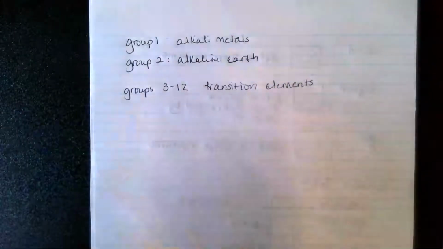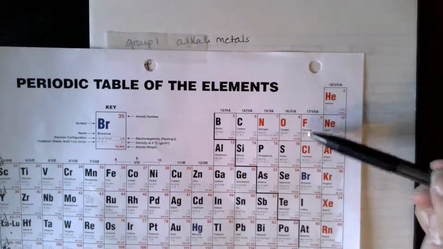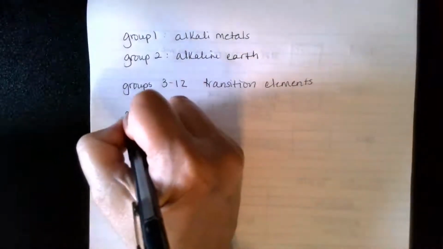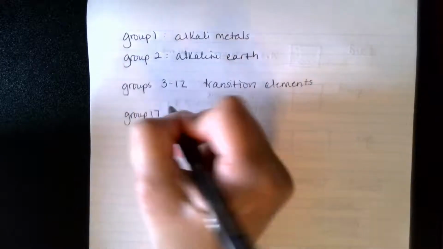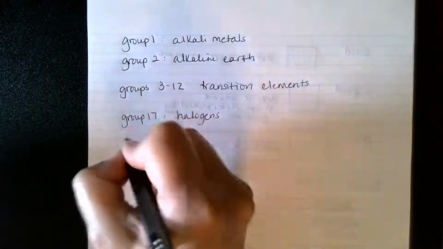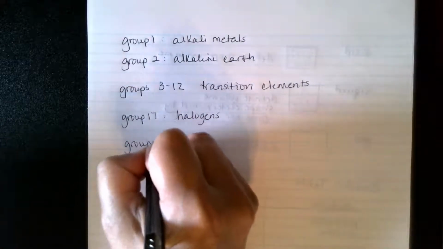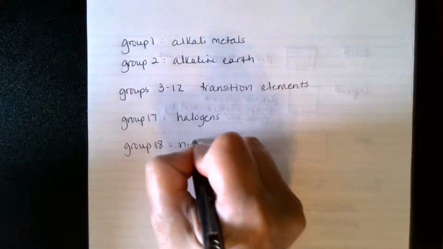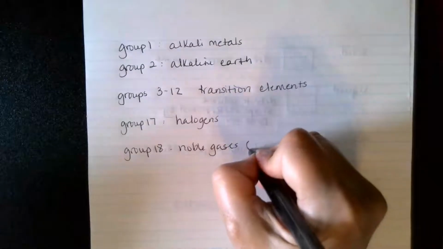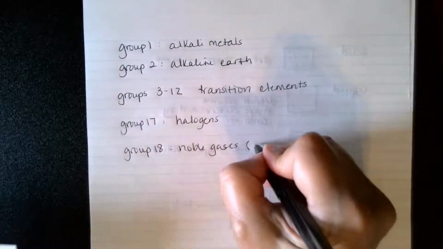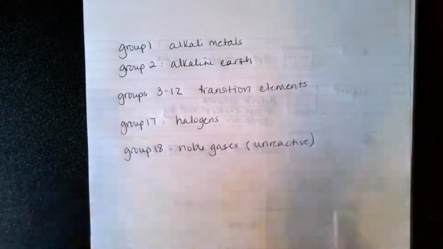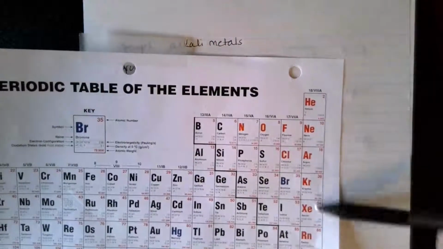Alright, then we can go over here and we have this group, which are the halogens. So group 17, these are going to be halogens. And then the very last group, group 18, these are going to be the noble gases. And the noble gases are special because they have full outer shells of electrons, so these are stable, and therefore they are unreactive. Okay, so once again, halogens and noble gases.